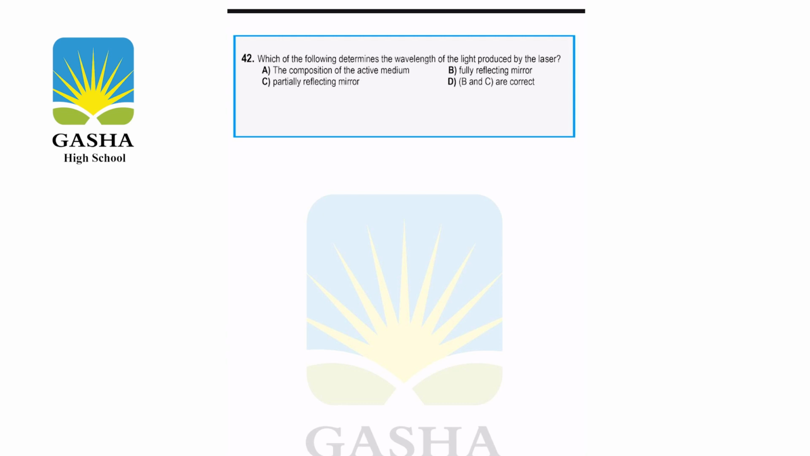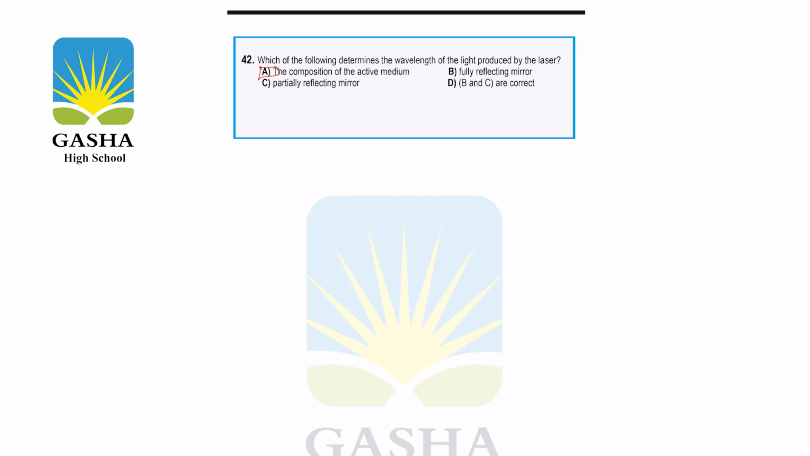The fully reflected mirror and partially reflected mirror are used in a laser just to make the light more coherent, not for determining the wavelengths of light. So the composition of the active medium determines the wavelengths of light, and we already know that the active medium can be solid, liquid, or gas depending on the laser that I try to create. So you have to change the composition of the active medium for any laser with specific wavelengths. So A is the correct answer.